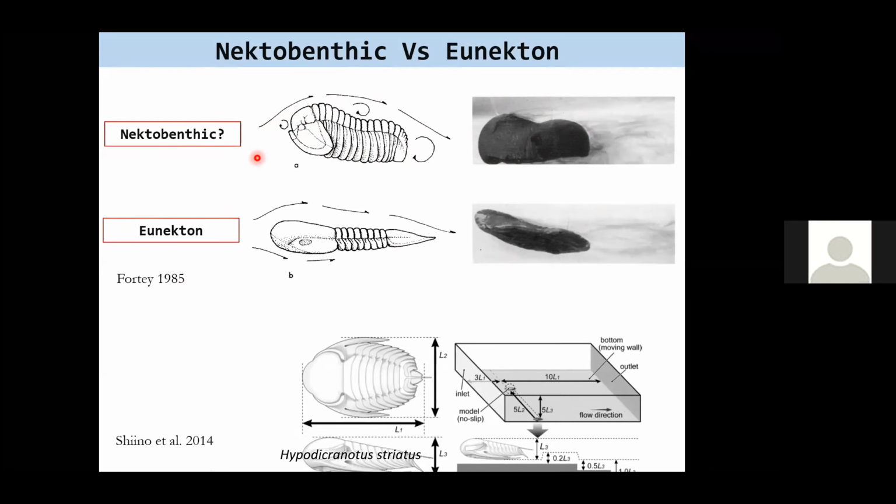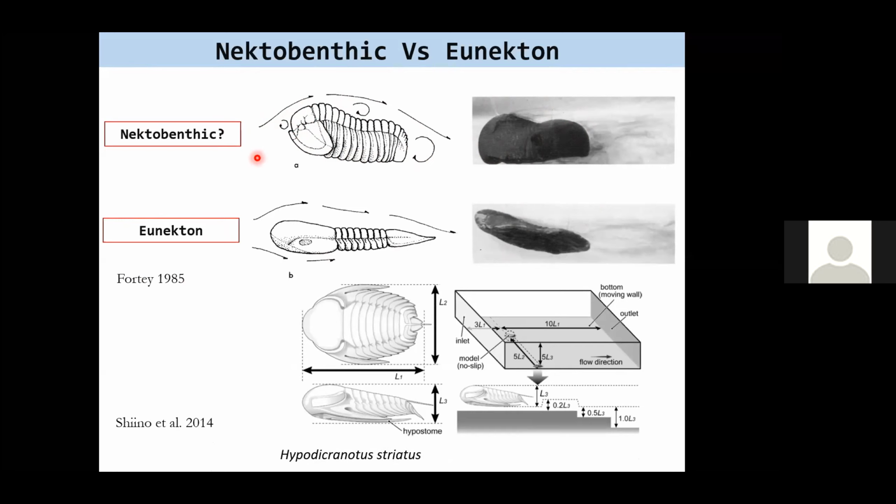So the other important work about this topic was by Sinano and others in 2014, and they assessed the shape of some interesting Ordovician forms for swimming. They tested how the distance between the animal and the sea floor affected the hydrodynamics of this trilobite. So different distances, and they found very interesting results.